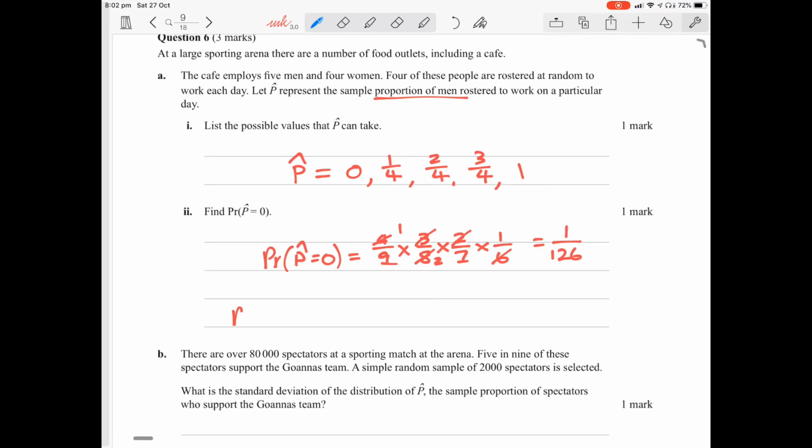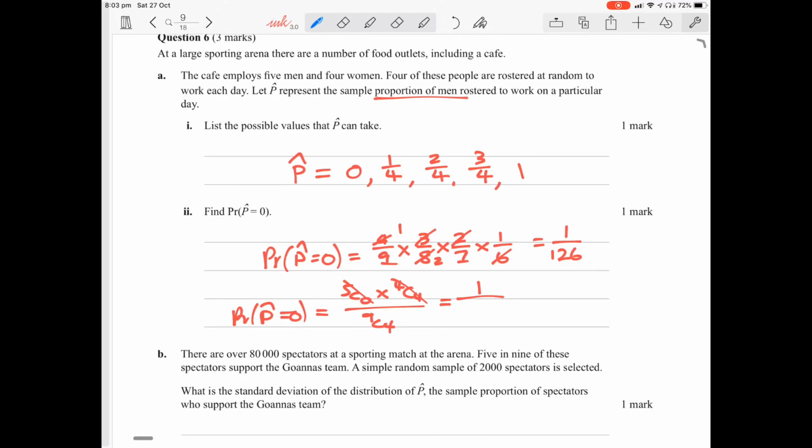We could have also used hypergeometric distribution, which would be men. How many men are there? 5. Choose none. 4 women, choose all 4, over 9 choose 4. 5 choose none is 1. 4 choose 4 is 1. So they're both 1. 9 choose 4 is 9 factorial over 5 factorial, 4 factorial.